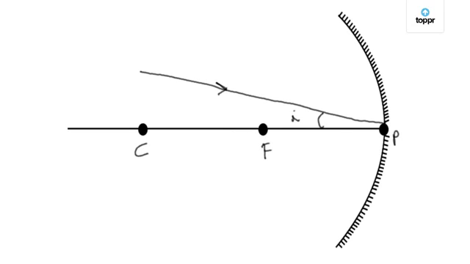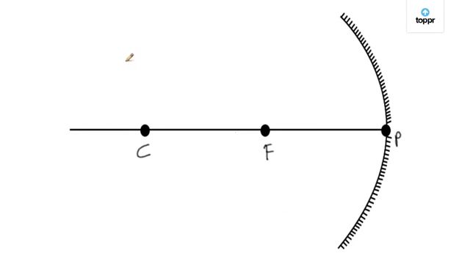A light ray which falls at an angle to the principal axis at the pole of the mirror follows the law of reflection. For this ray, the angle of incidence is equal to the angle of reflection, and thus we get the reflected ray. In all the cases discussed, the laws of reflection are valid. Now, let us construct ray diagrams for a concave mirror.